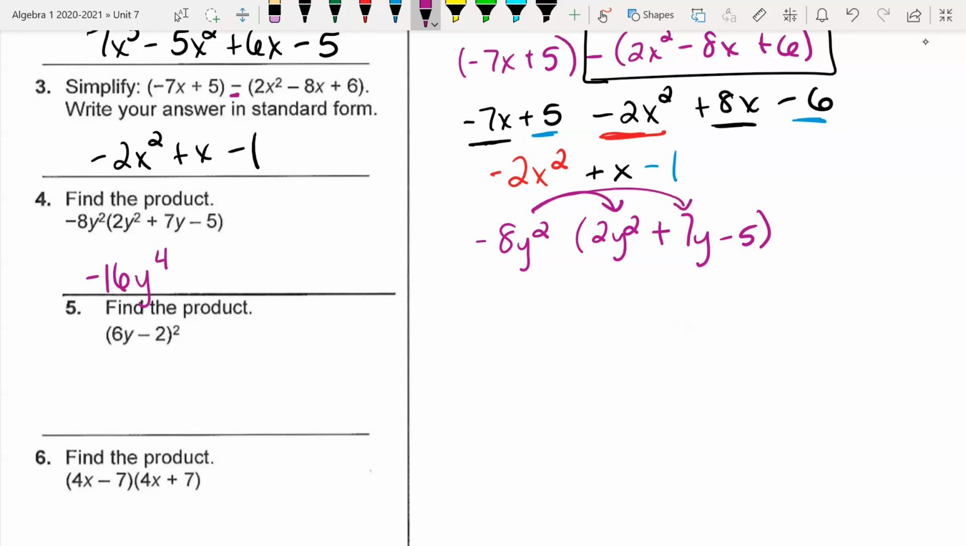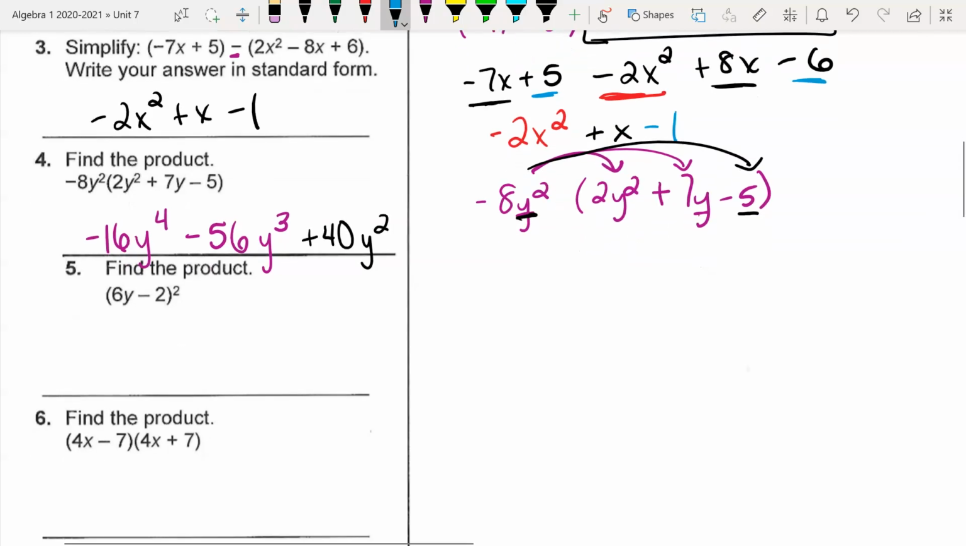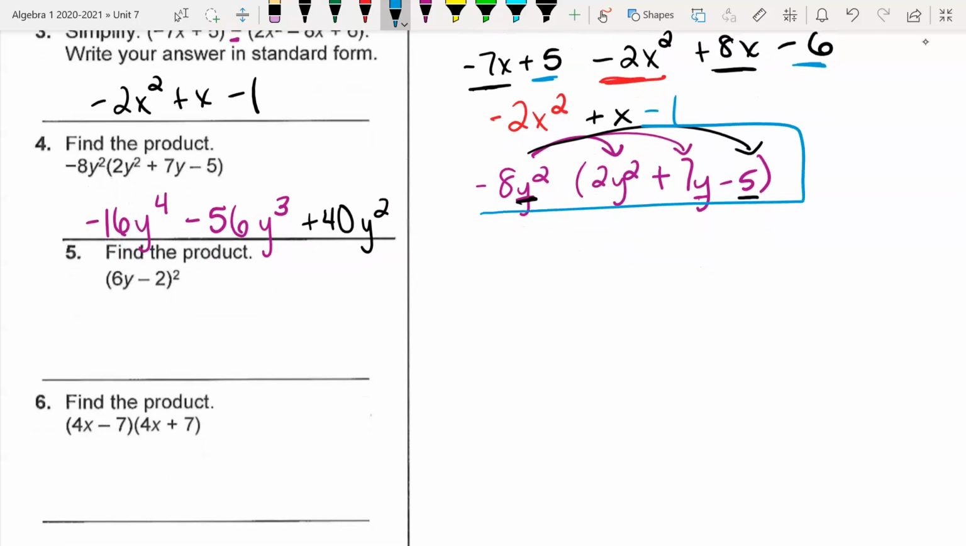Okay, and I just distribute the negative 8y squared to the 7y, so negative 8 times 7 would be negative 56. And then it'd be y to the third, because there were 2 y's here, there's 1 here, so I have 3 total. And lastly, negative 8 times negative 5 would be a positive 40, and I'm going to have y squared because this one has y squared, but the inside has nothing. All right? You could also do the box method on this if you wanted to.